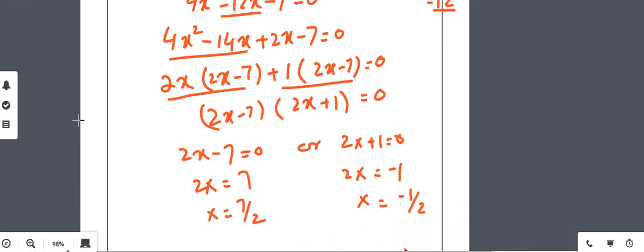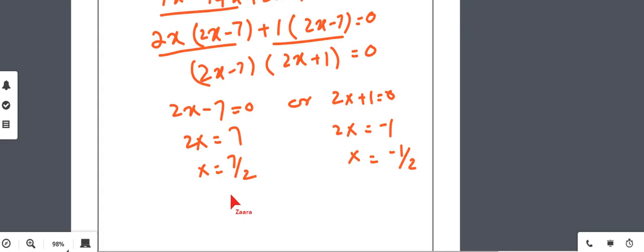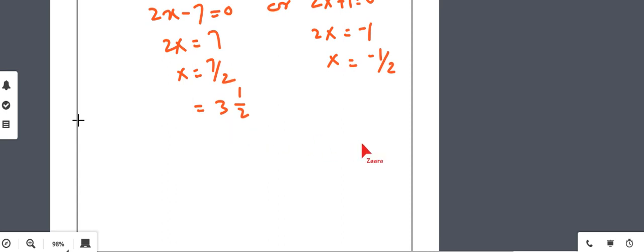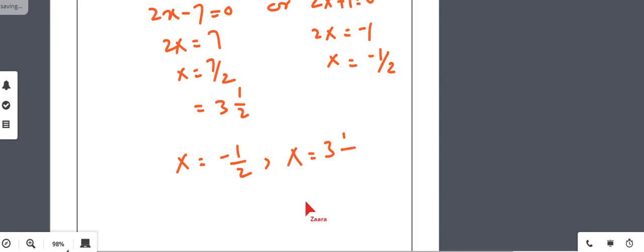Now this 7 over 2 is equivalent to 3 whole 1 upon 2. I'm writing it as a mixed number because it is an improper fraction. Why do I have to write it so? Because its numerator is more than the denominator. So the x values that I have are x equals negative 1 upon 2 and x equals 3 and 1 upon 2.